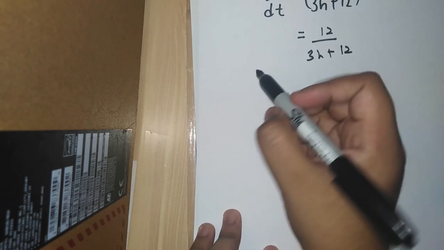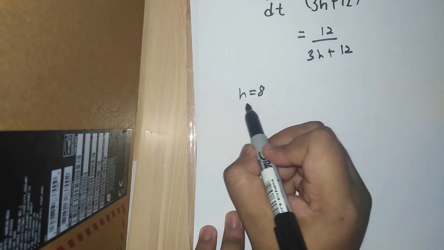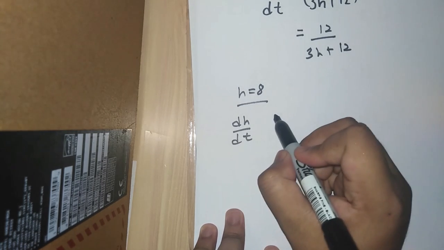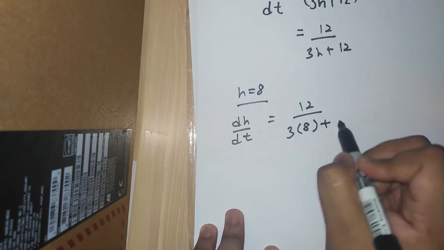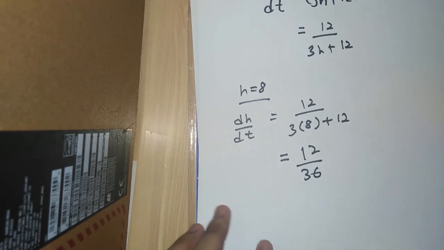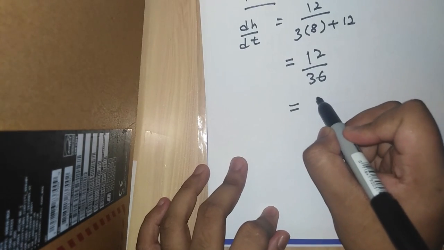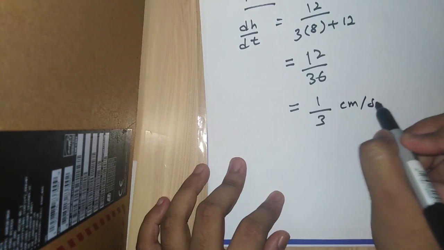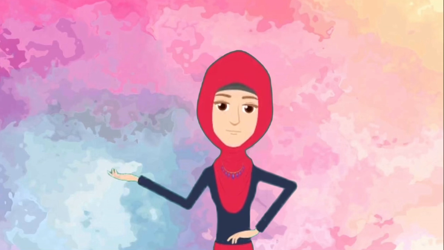The question requires us to find dh over dt when h equals 8. So dh over dt equals 12 over 3 times 8 plus 12. The answer is 12 over 36. And then we simplify the answer, we will get 1 over 3 centimeter per second. Okay, that's all for the problem solution.